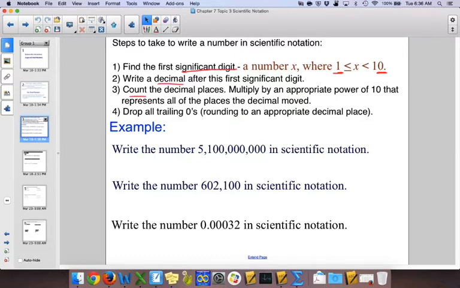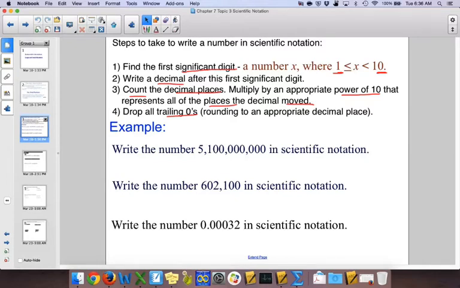And then you count the decimal places. Multiply by an appropriate power of 10 that represents all the decimal places moved. Drop all the trailing zeros, rounding to an appropriate decimal place.